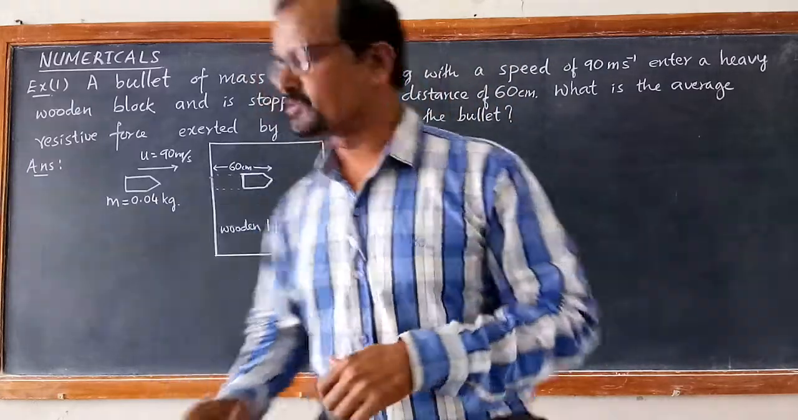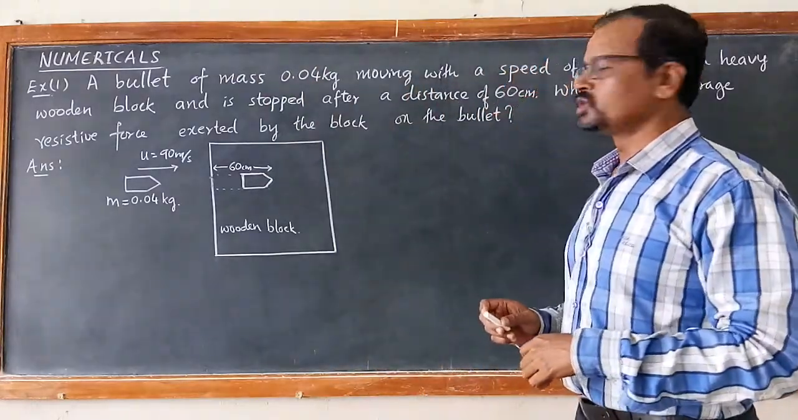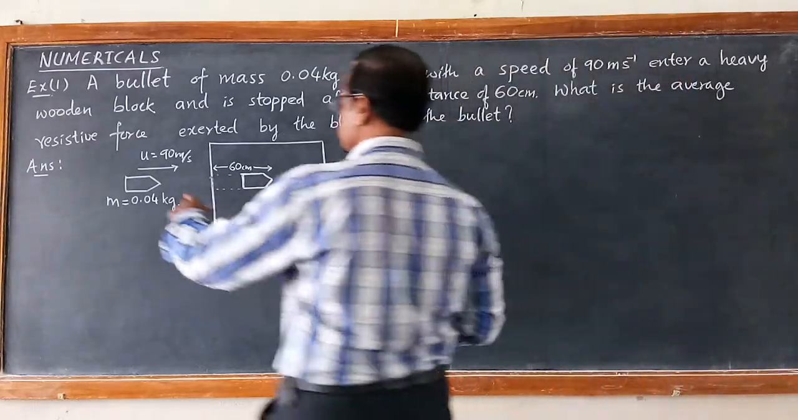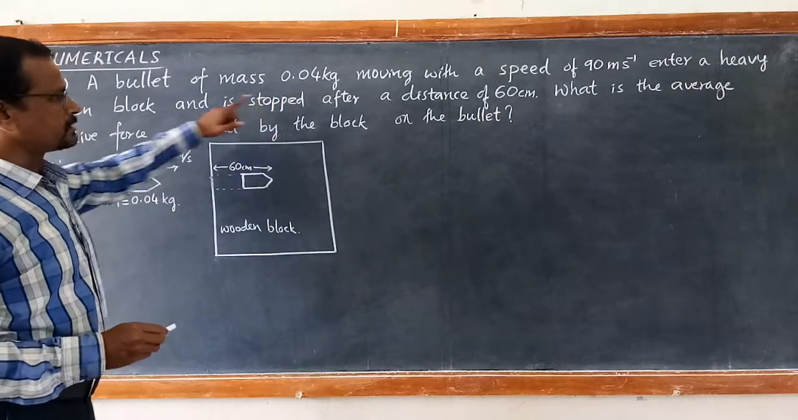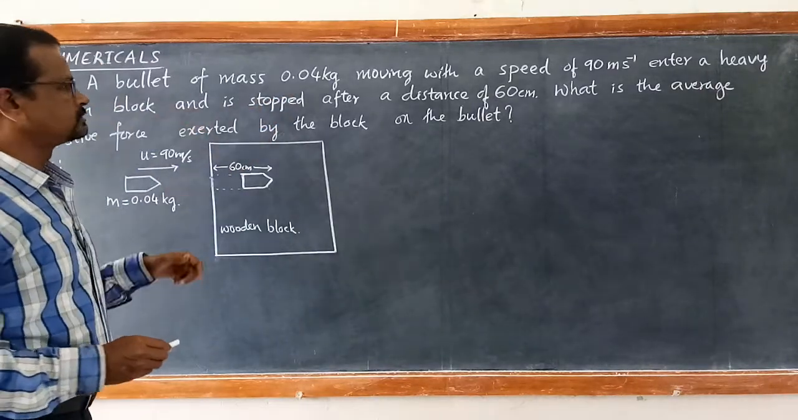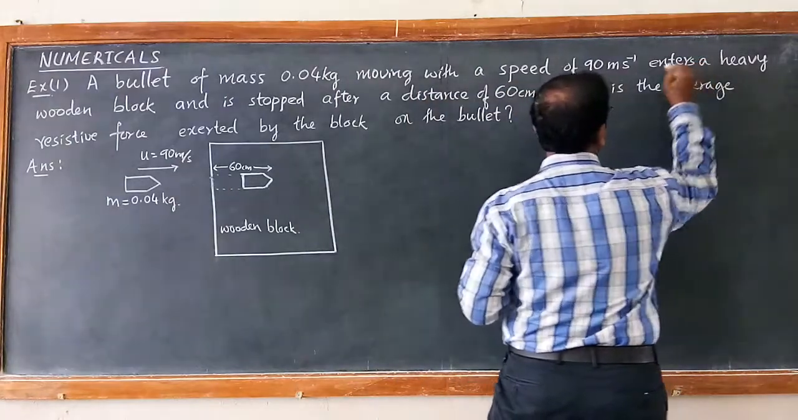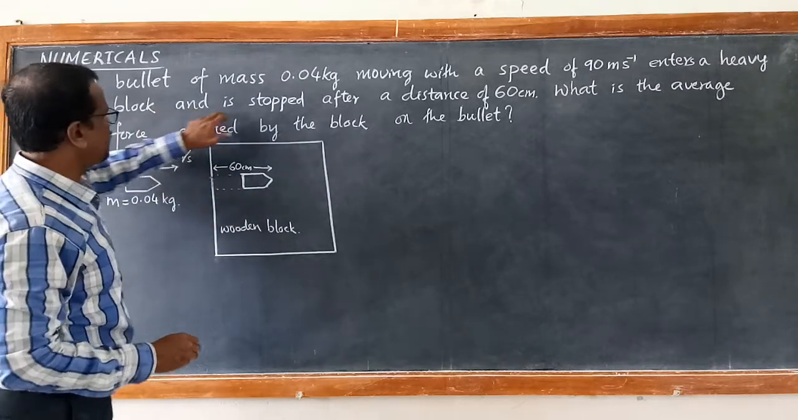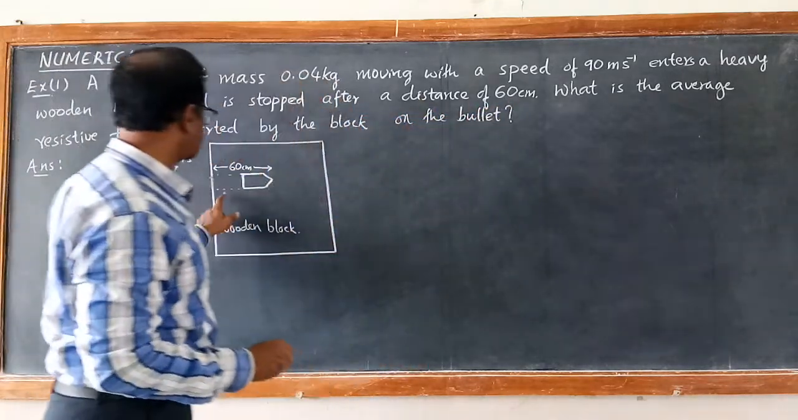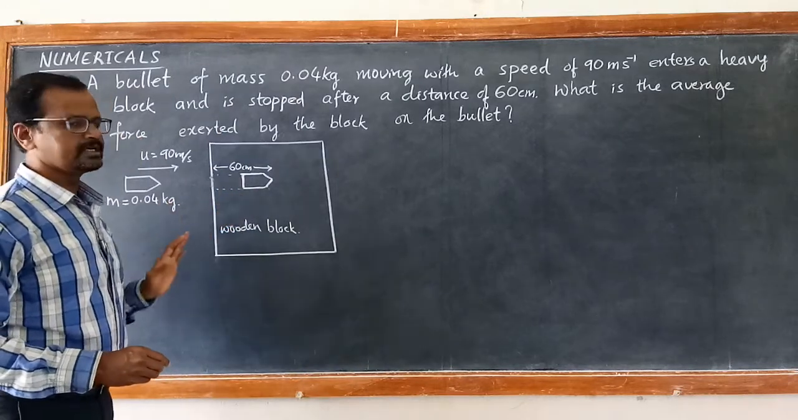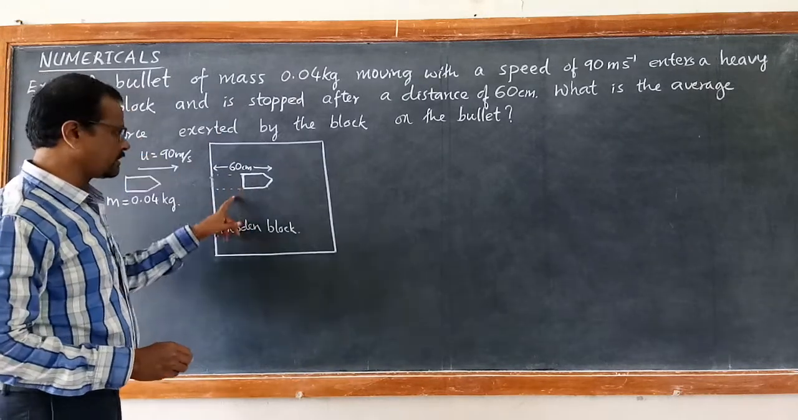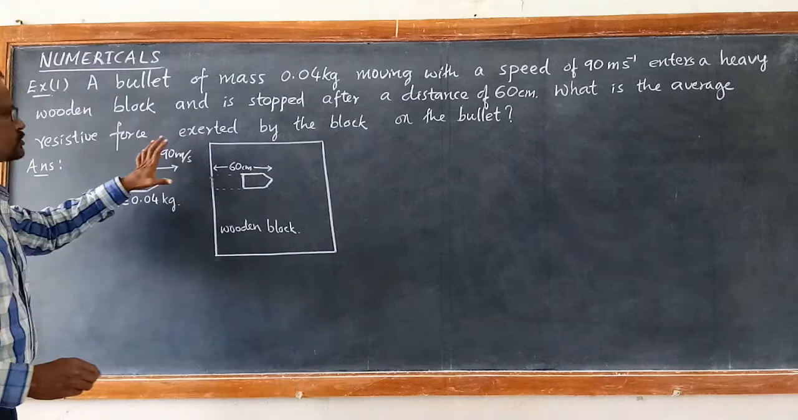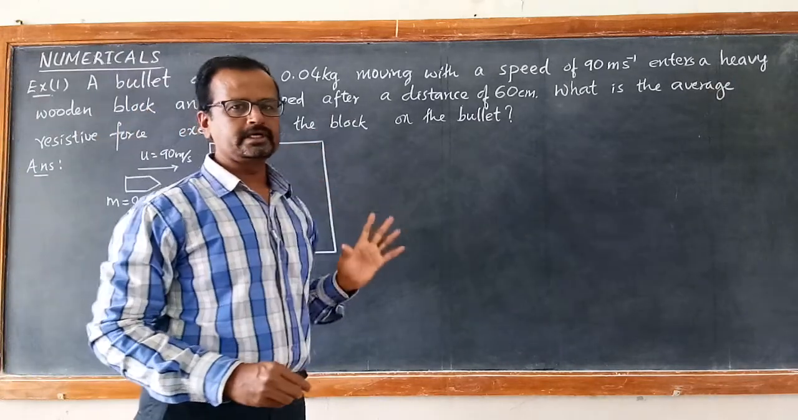The problem is in this way: a bullet of mass 0.04 kg moving with a speed of 90 meters per second enters a wooden block, a heavy wooden block, and it is stopped after a distance of 60 centimeter. The stopping distance is 60 centimeter. It is stuck inside the wooden block by covering a length of 60 centimeter. What is the average resistive force exerted by the block on the bullet?